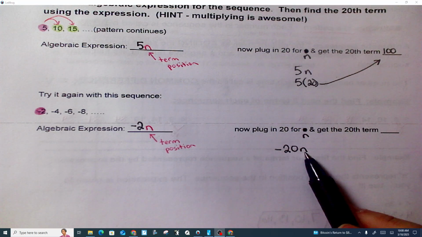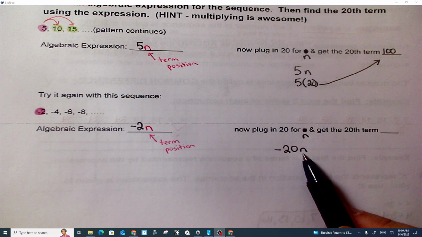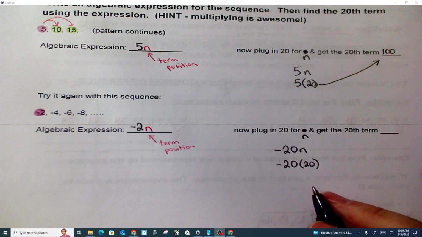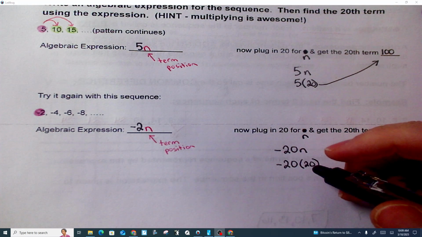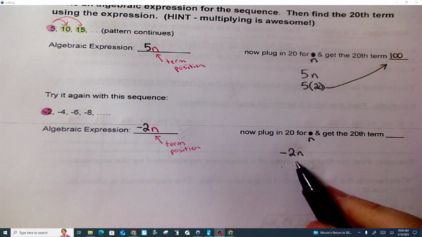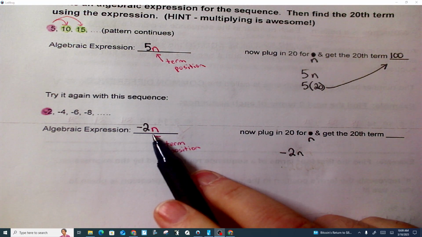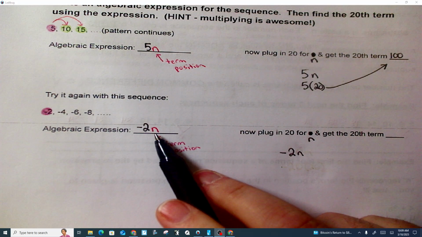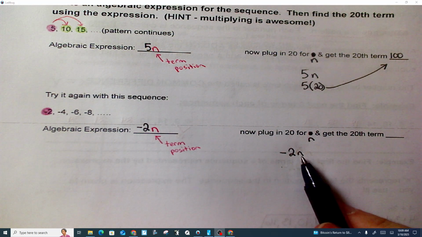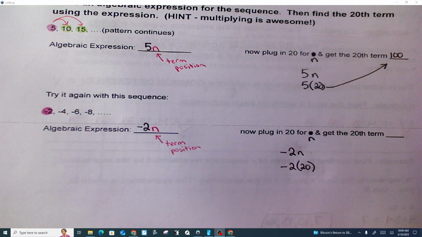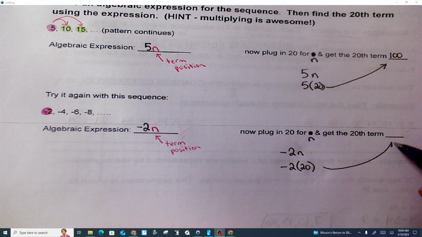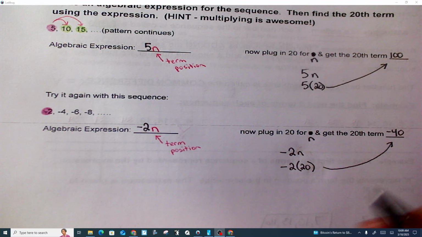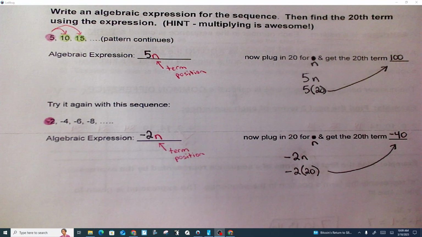So again, this n represents the term position, and we want the 20th, so this becomes 20. And I'm sorry, I shouldn't have had 20 sitting there like that, so let me just regroup here. This is our algebraic expression that we created right there. Not negative 20n, but just negative 2 times n, right? Well, this n becomes 20. And that means that our final 20th term of the sequence would become negative 40. Okay?